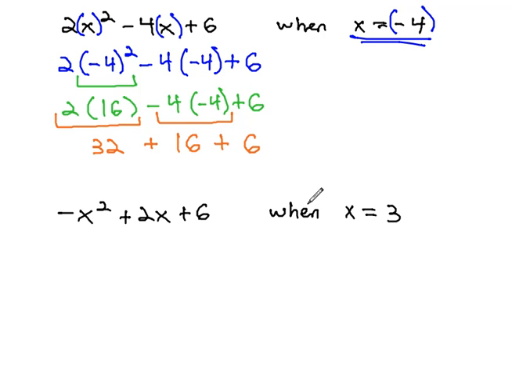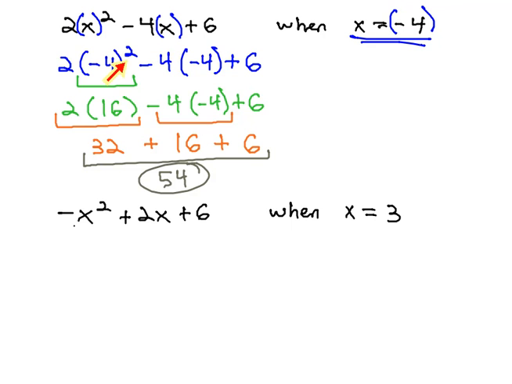Finally, we get to add all these expressions, all these terms together. 32 plus 16 plus 6 is 54. And we have our final solution. Notice on the exponent, when we multiplied negative 4 times negative 4, we got a positive 16. This is because the negative was inside the parentheses, and we were squaring the entire parentheses.